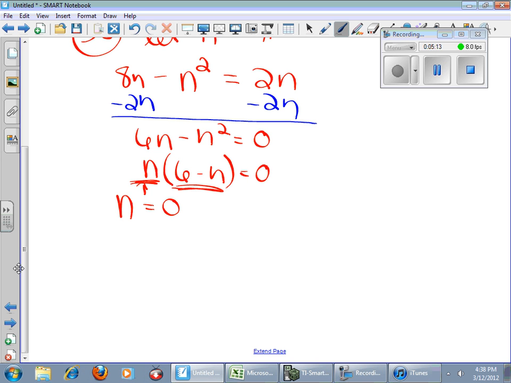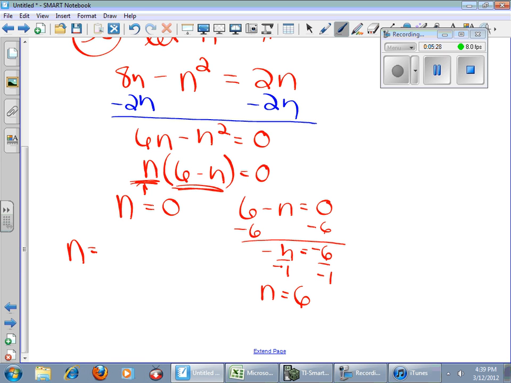Now for the second quantity, I have 6 minus n equals 0. Subtracting 6, negative n equals negative 6. Divide by negative 1, and I will get n equals positive 6. So my choices are n equals 0 or n equals 6. I can test them. I think I'll test them in green.